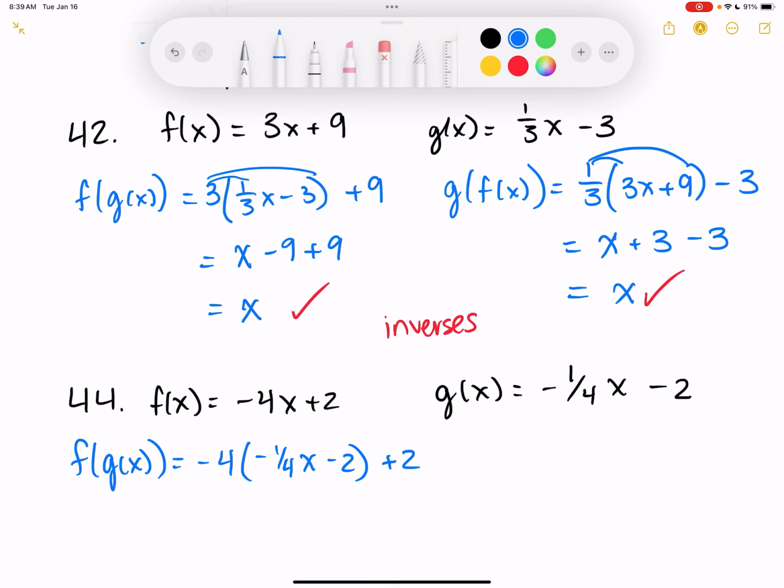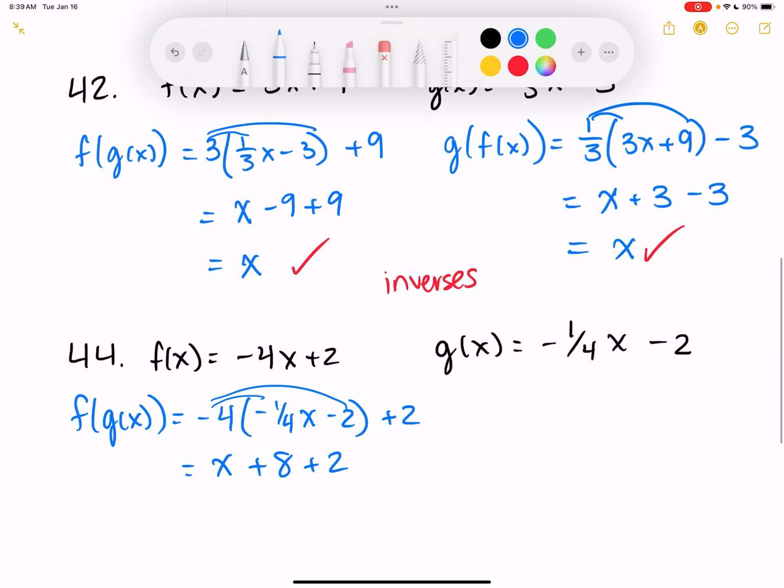So then we've got -4 times -1/4, that's going to be a positive x. -4 times -2 is a positive 8, and then plus 2 out here, so that's going to be x plus 10, and that causes a problem, so I don't need to do the other one. These are not inverses because it's not an x by itself.